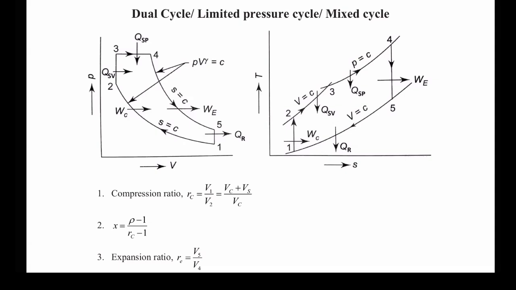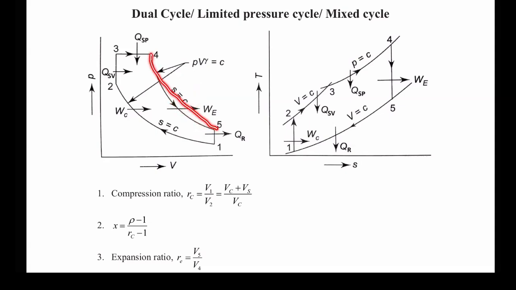If you see the formula list, it has been given here: the PV diagram, which is pressure versus volume, and the temperature versus entropy diagram. On the PV diagram, 1 to 2 process is isentropic compression, 2 to 3 process is constant volume heat addition, 3 to 4 process is constant pressure heat addition, and 4 to 1 process is isentropic expansion.